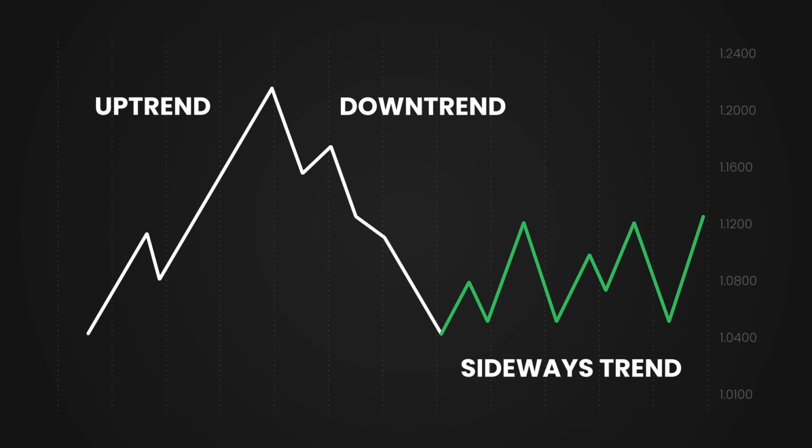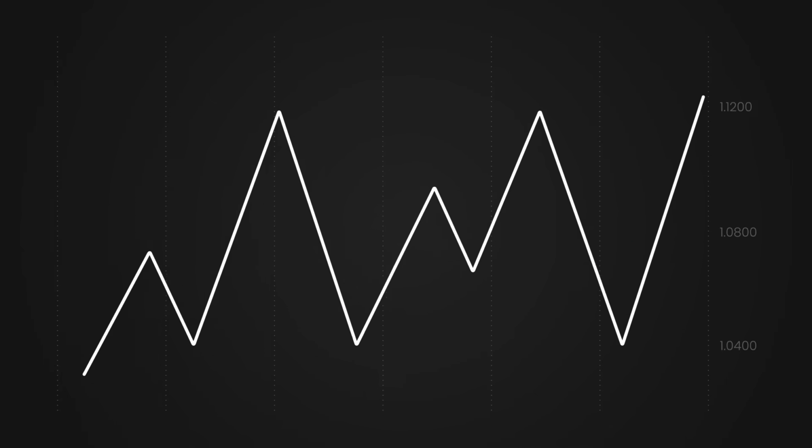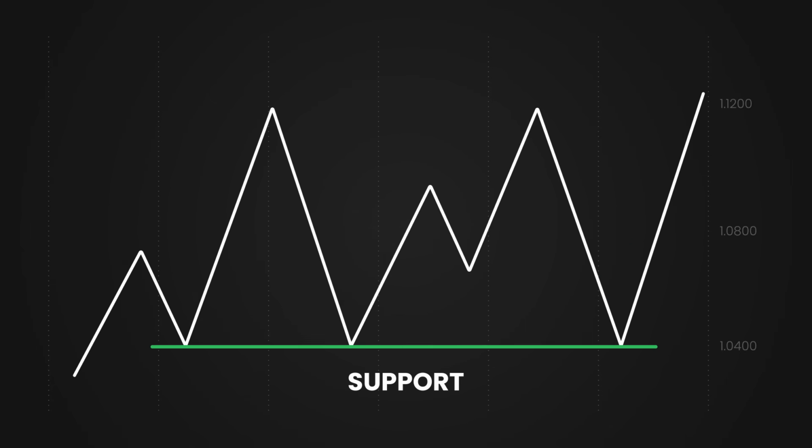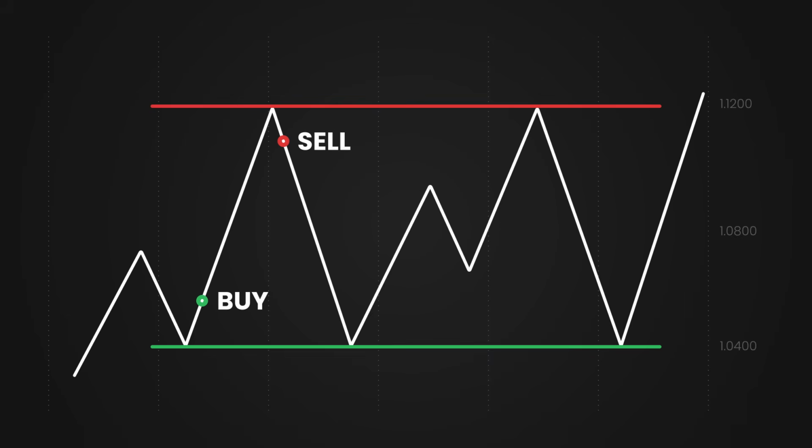But direction isn't everything. The levels at which price moves matter too. That's where support and resistance come in. Support is like a floor the market doesn't want to fall through. Prices often bounce up from it. Resistance is like a ceiling that keeps pushing prices down. Traders use these zones to plan entries and exits, buying near support and selling near resistance.